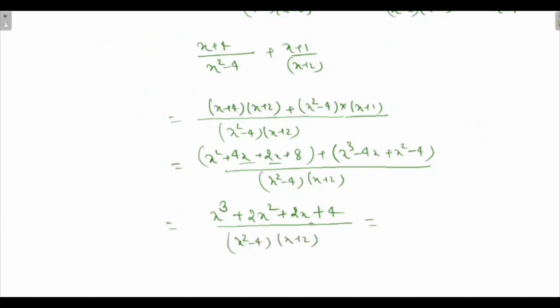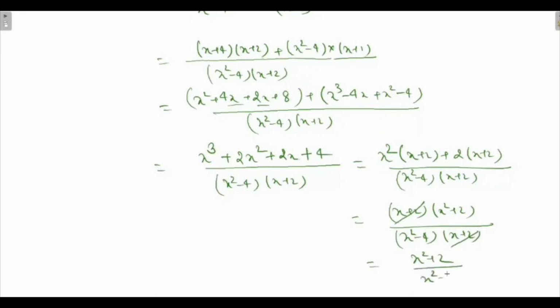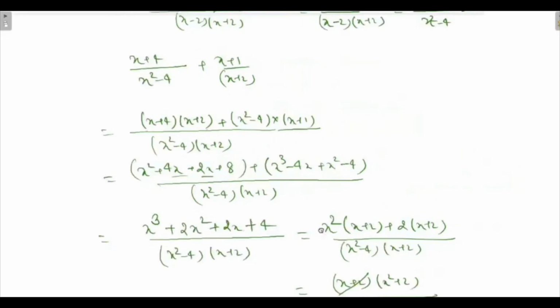Now, again, I'm able to say there is something I can take common here. So if I'm taking x square common in the first two, I'm getting x plus 2 here. Then I'm taking 2 common here, then I'm getting again x plus 2 here. Then this is x square minus 4 divided by x plus 2. And when I'm taking x plus 2 common from both of them, what I'm left with is x square plus 2. And then I'm left with here x square minus 4 into x plus 2. What will happen? X plus 2 cancels out, and again I will get x square plus 2 divided by x square minus 4. Okay, so this is the same expression which I got over here.